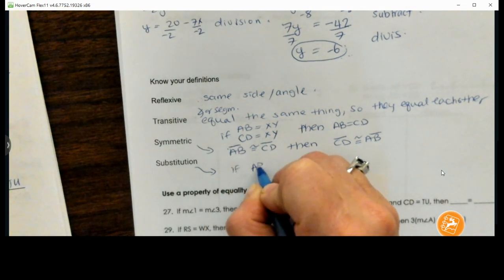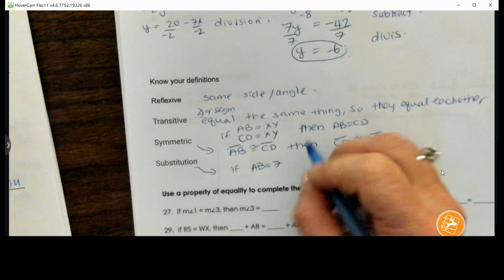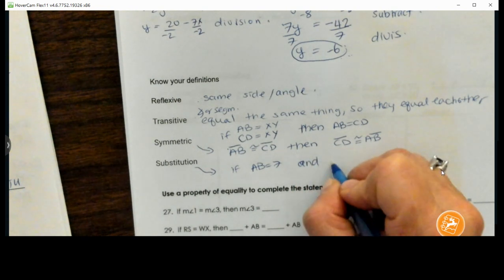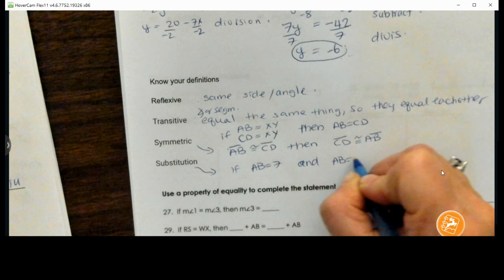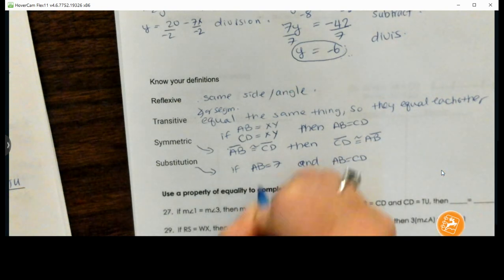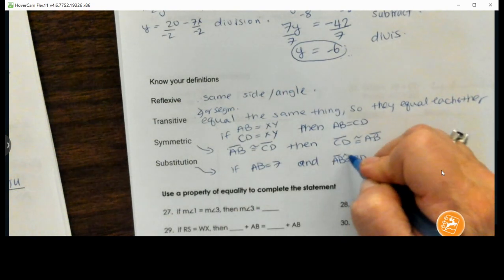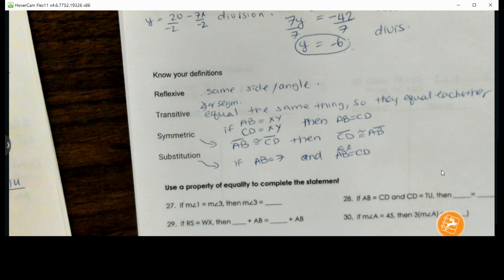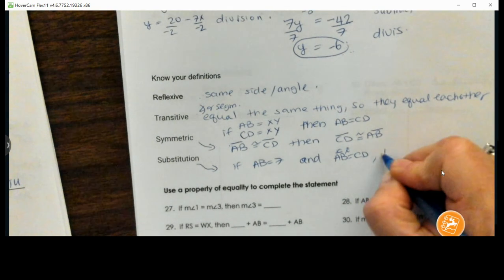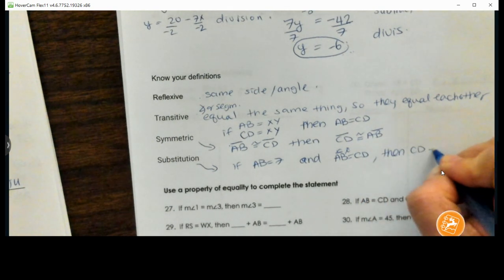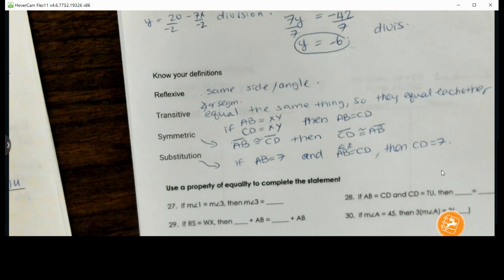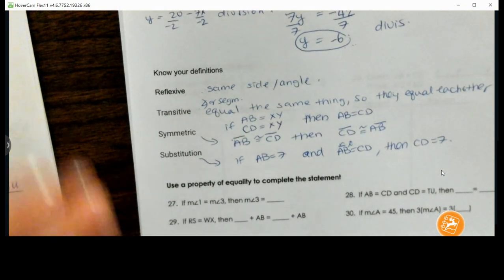if AB is equal to 7 and AB is equal to CD, then CD is equal to 7. So you're just substituting it in. Okay.